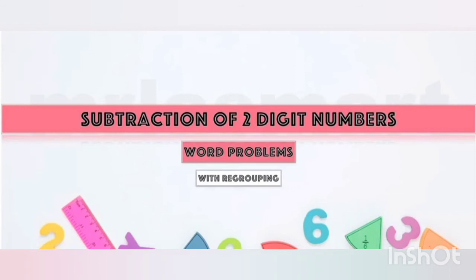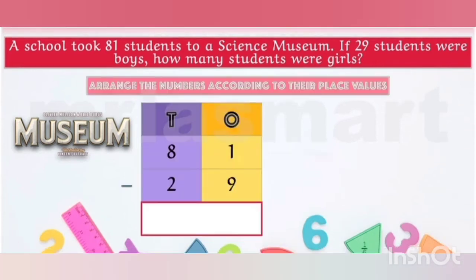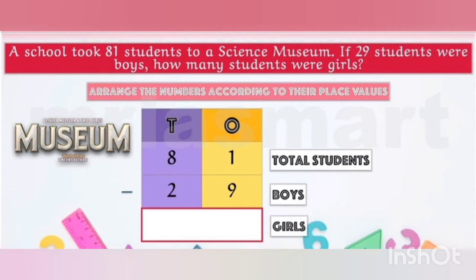Now we will do an example of a word problem in subtraction with regrouping of numbers. Here the question is that a school took 81 students to a science museum. If 29 students were boys, how many students were girls? We have to find out the number of girls. First of all, we will write the minuend first, that is the total students, 81, and then the subtrahend below the minuend, that is the total number of boys, 29, by putting them in their place value.